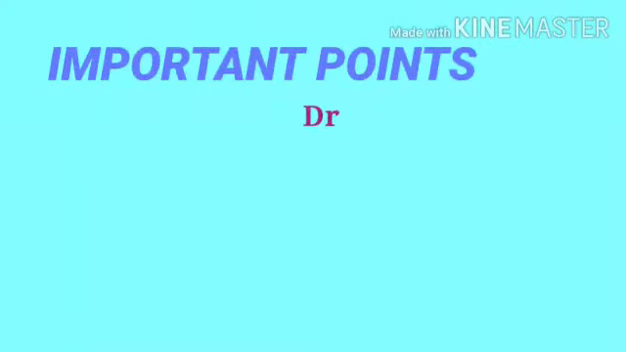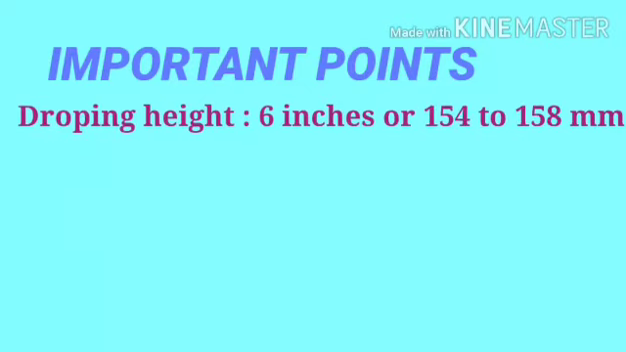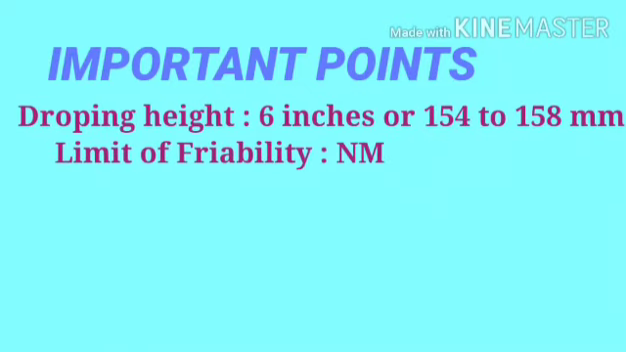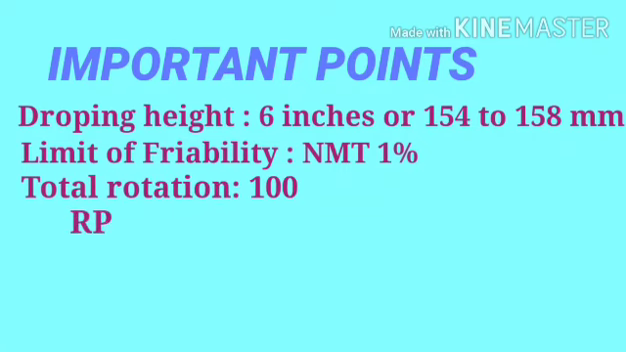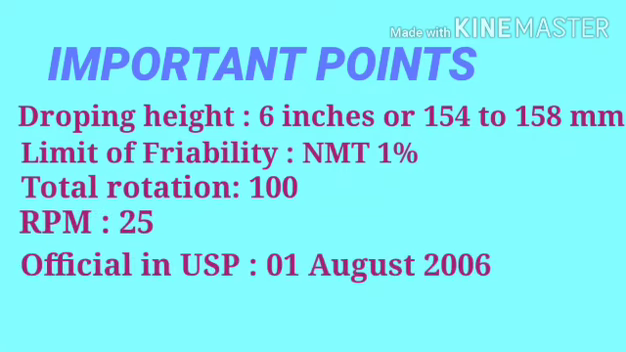Let's discuss the important points of the friability test apparatus. Dropping height 6 inches. Limit of friability is not more than 1%. Total rotation 100. Revolutions per minute 25. Official in USP 1 August 2006.